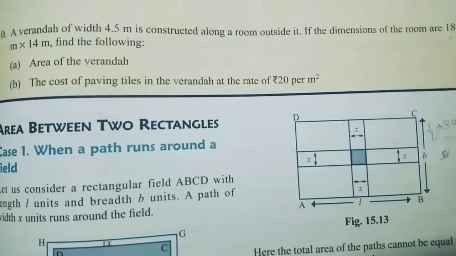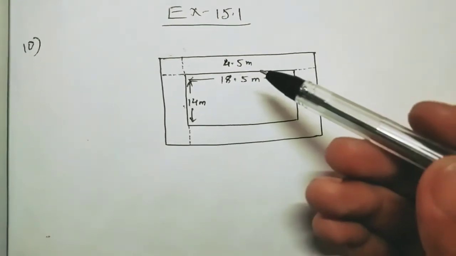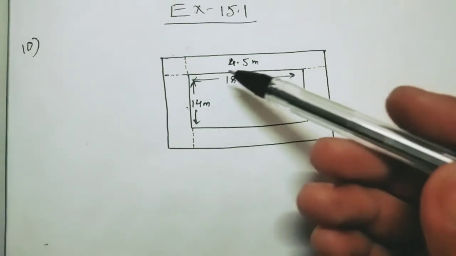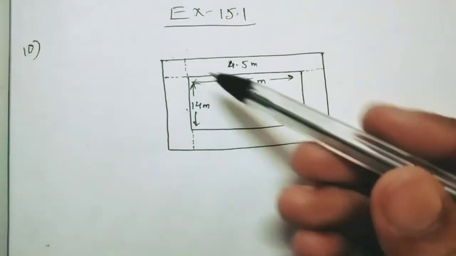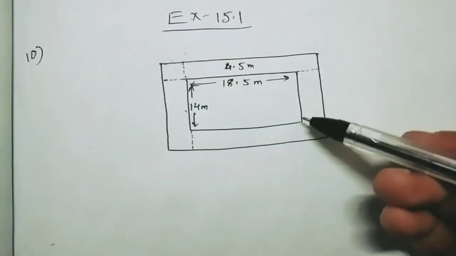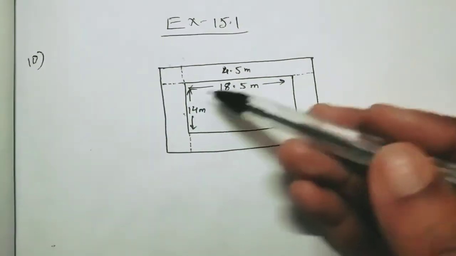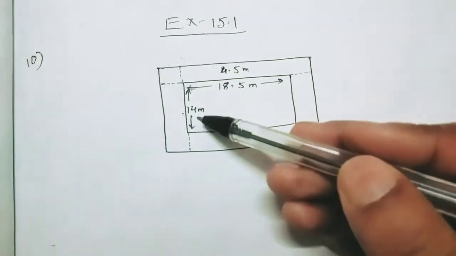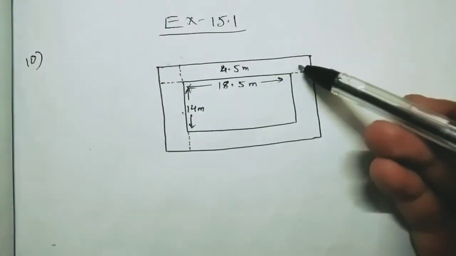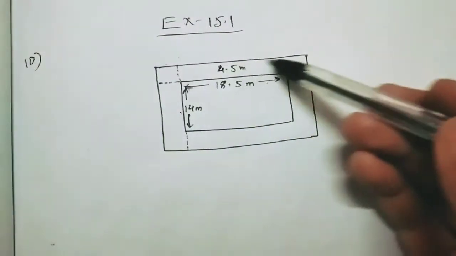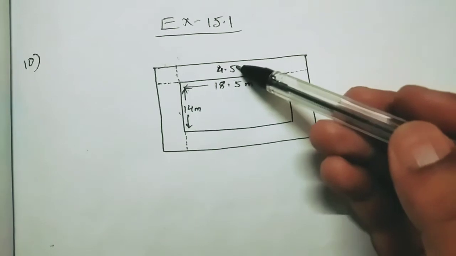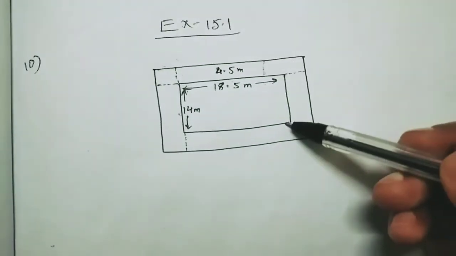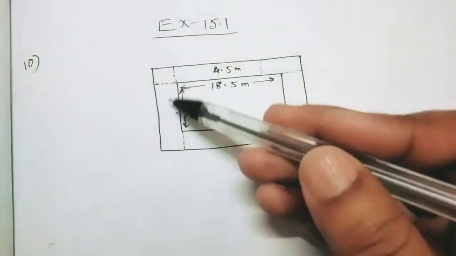How to find it? Let's see. Students, you have to understand this question by drawing the figure, because without the figure you cannot understand it. First of all I have drawn this room. This small inside rectangle is the room. The length of the room is 18.5 meter and the breadth is 14 meter. And outside the room, that means around the room, one veranda is to be made. The width of this veranda is 4.5 meter on every side.